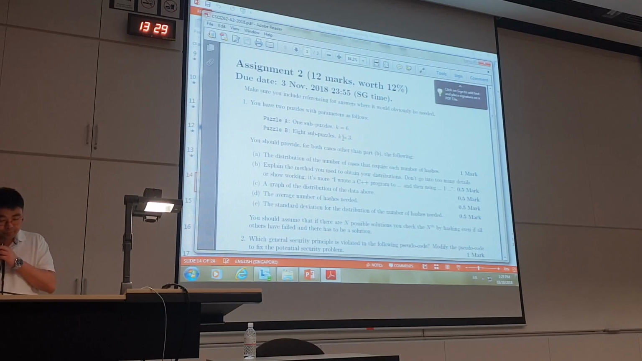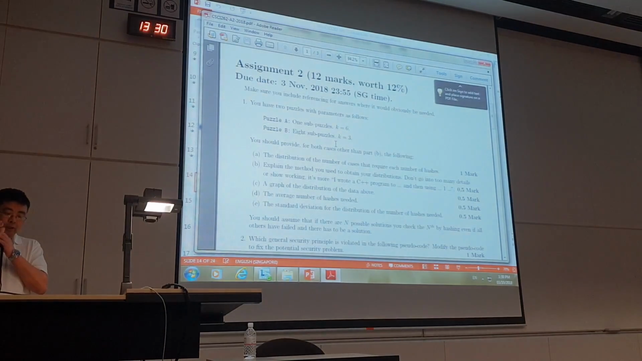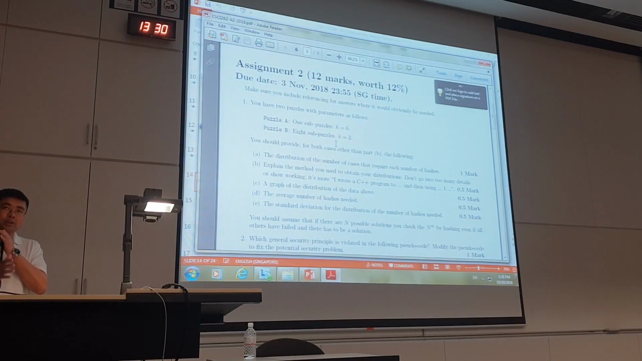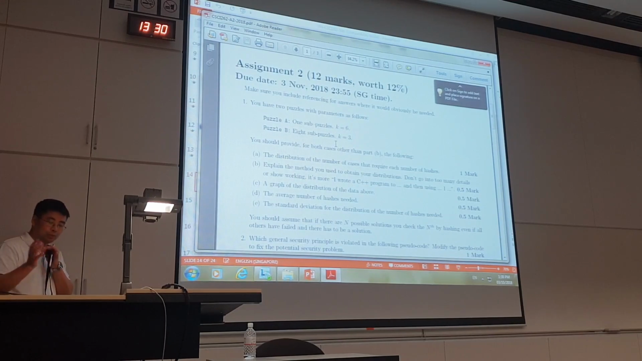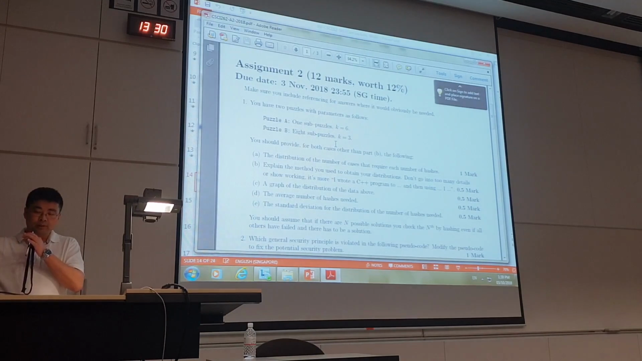Basically, you can see if we have 8 subpuzzles, so k equals 3, that means each subpuzzle has a possible number of hashes from 1 to 8. 2 to the power 3 is 8, right? So you can basically try to enumerate. Say you have 8 subpuzzles, each one will have 1 to 8 possible hashes. Then you can try to write.